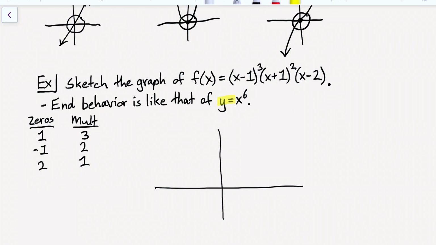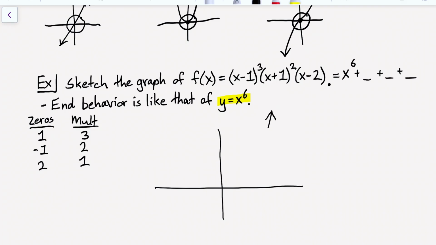We recall from an earlier video that the end behavior of this graph is like that of y equals x to the 6th. If I think about multiplying out all of these terms in the function f of x, I'm going to get x cubed from the first term times an x squared from the second term times an x to the first from the third term. So this, in its expanded form, is going to begin with x to the 6th, and then there will be a lot of other terms following. But the end behavior of the function depends only on its leading term.